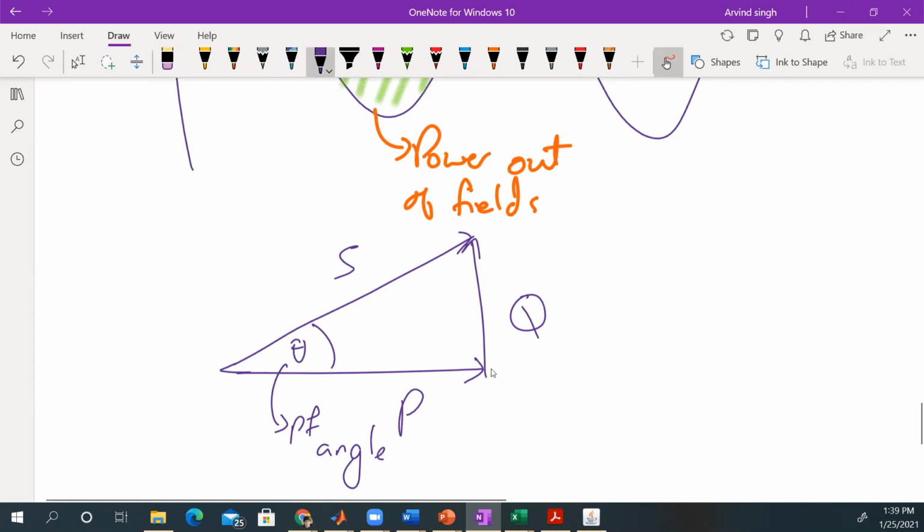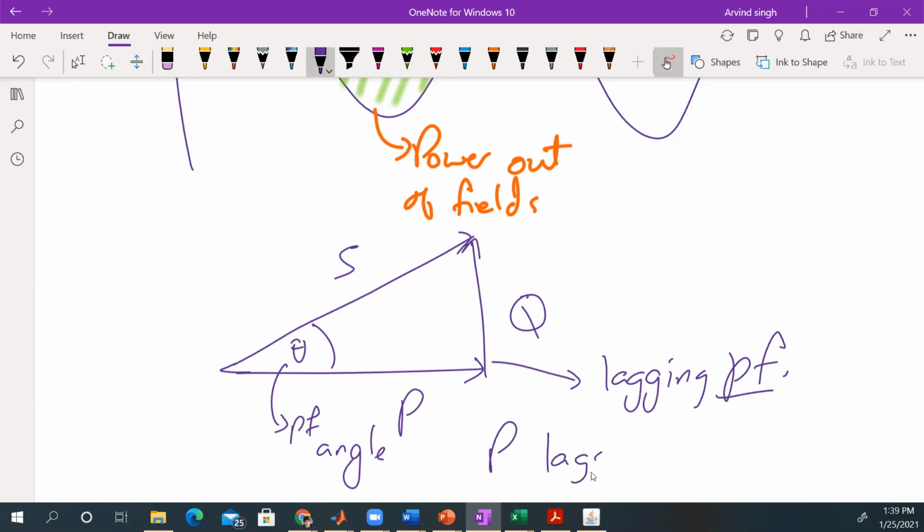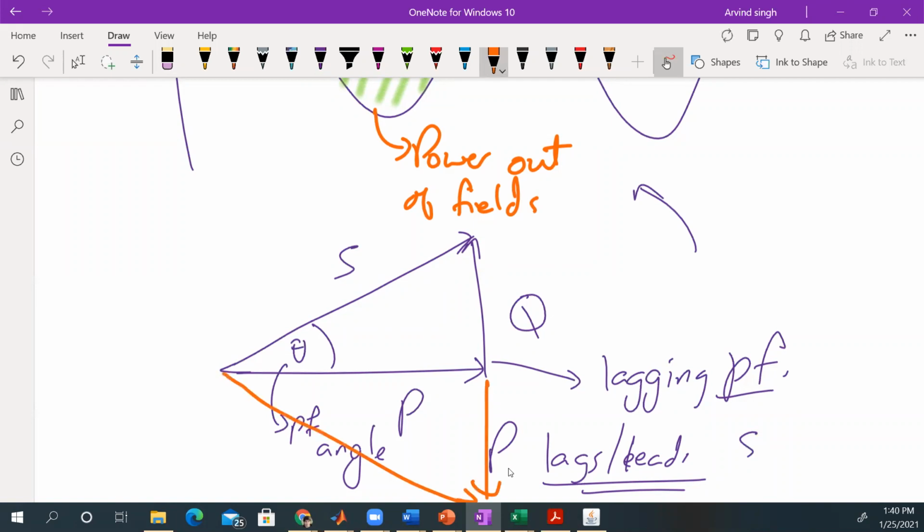right? And we call this case lagging power factor. And we always say P lags or leads S, right? So that's the way we always state it. So in this case, we have S ahead of P. So P lags S. And then if it comes down the other way, this way, then we would say P leads S, if this is S here. P is always on the horizontal axis. Good?